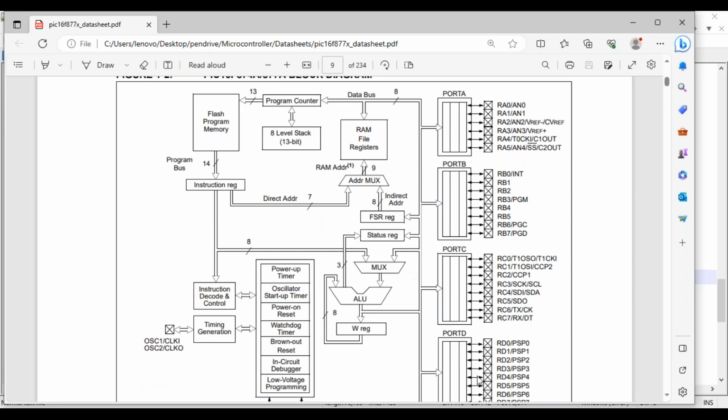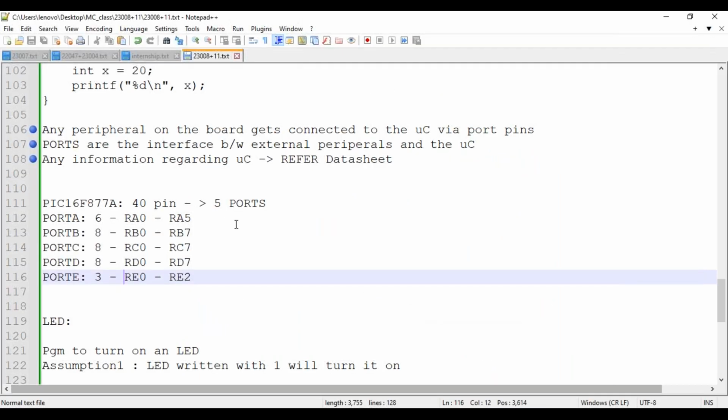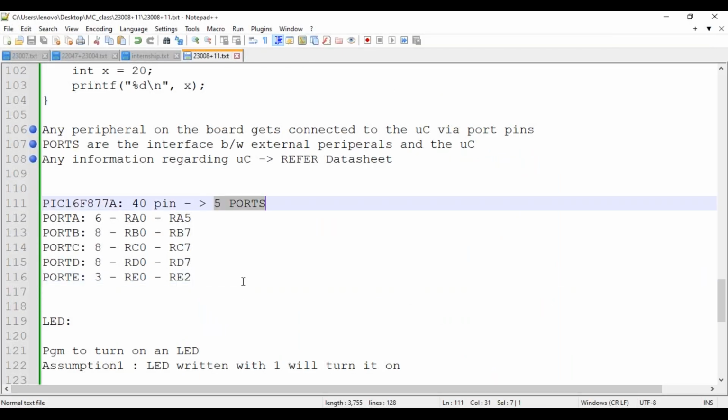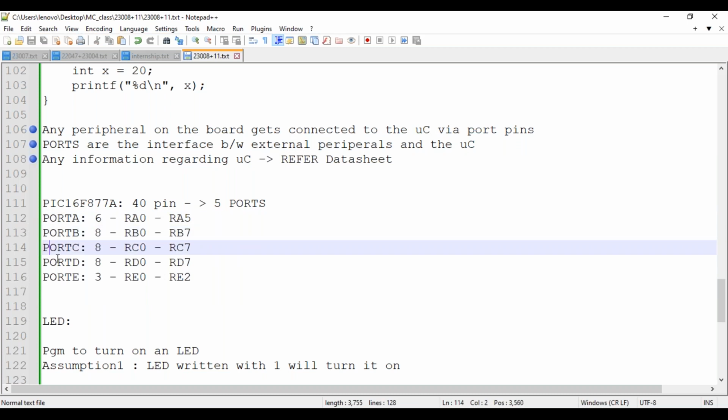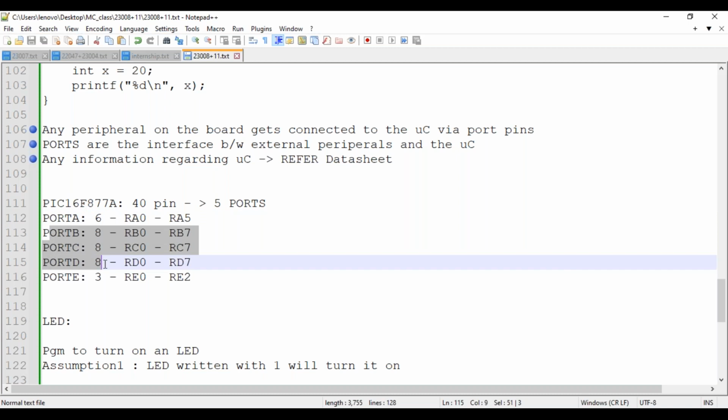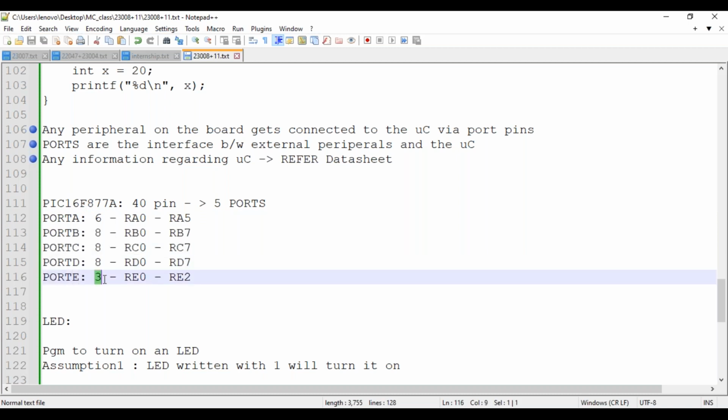So ours is a 40-pin microcontroller with 5 ports. Ports are nothing but a group of pins which is an interface between the external peripheral and the microcontroller. The 5 ports are port A, port B, port C, port D and port E. Port A has 6 pins, port B to port D have 8 pins, and port E has 3 pins. Is that clear? Understood up to this? Okay.